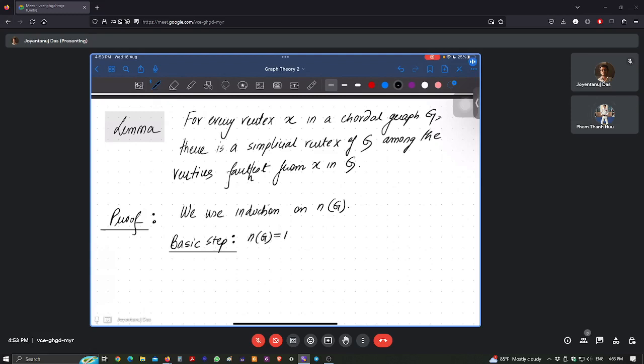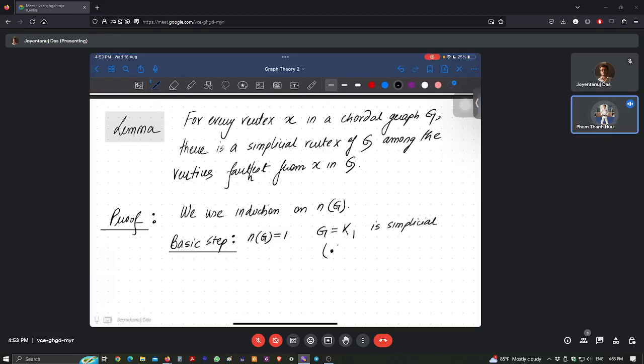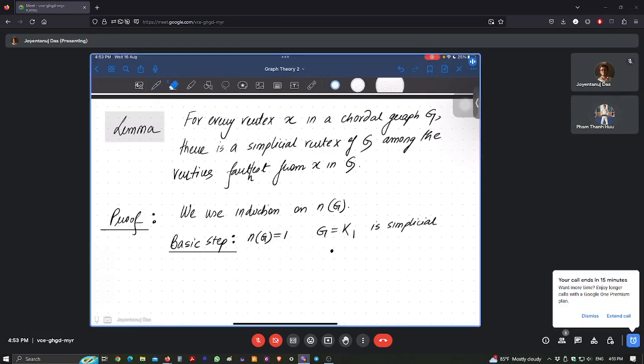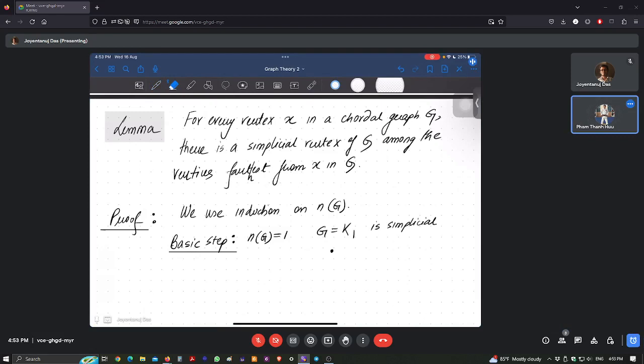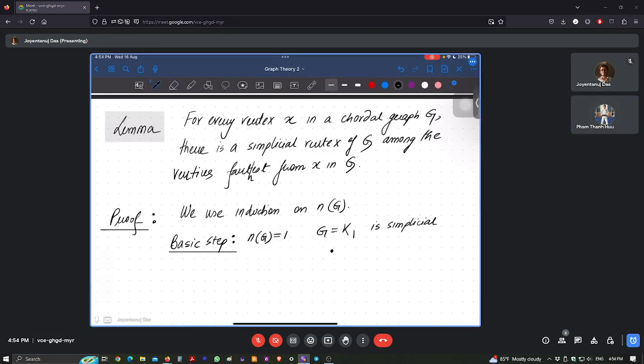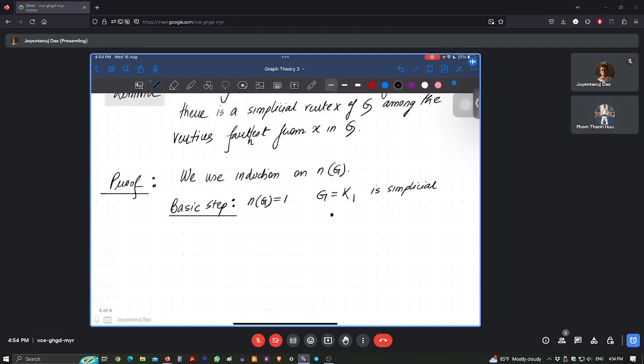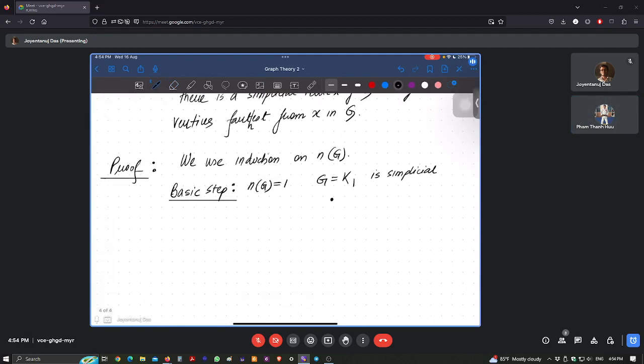If there is one vertex, then the graph is nothing but a single isolated vertex, K1, and it is simplicial. K1 is also chordal, since there is only one single vertex and no other edge or adjacency. So the base step is automatically true. Now the induction step.